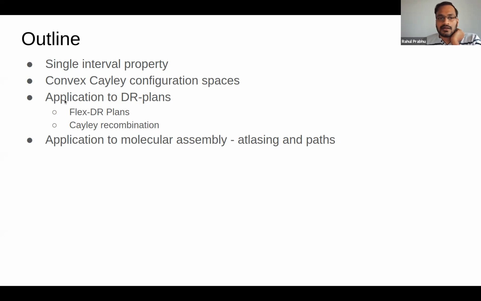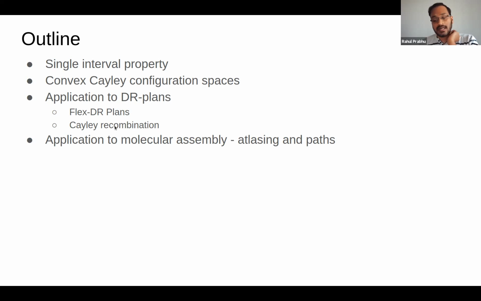And I'll talk about some applications to DR plans. DR plans is something we've been studying in this course for the last few weeks. And Dr. Sitaram gave a talk on flex DR plans in one of the rigidity workshops. So you'll see how this idea of convex Cayley configuration spaces is applied there.